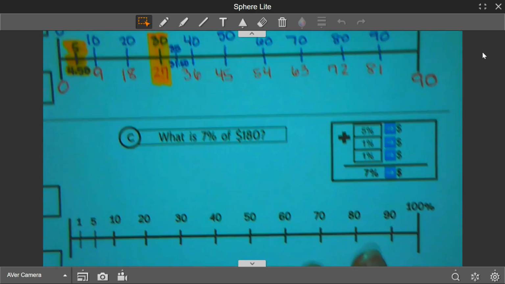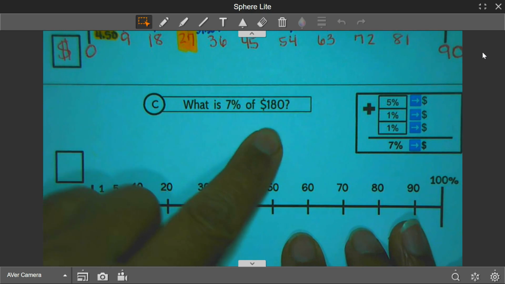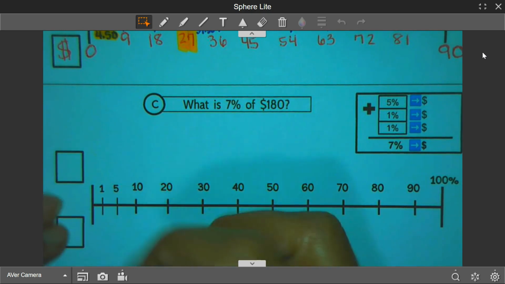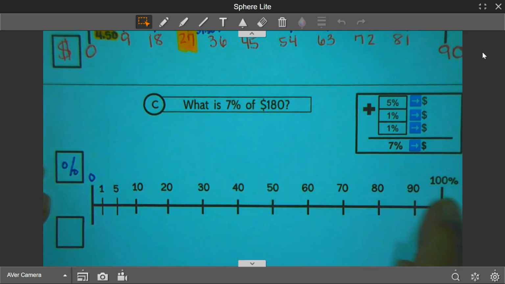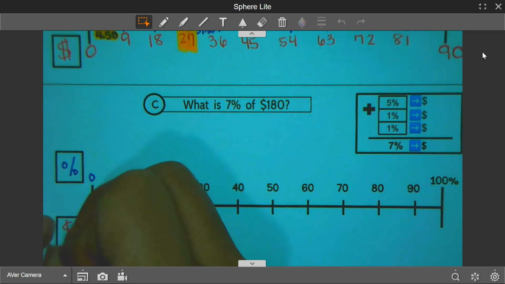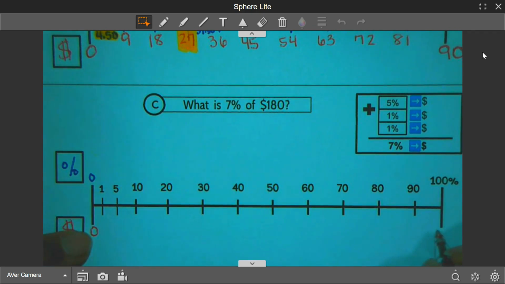All right, last one. 7% of 180. So here I already have the percentages written in for you. Now the amounts. The amount of $0 to 180. Do a little pause to have you think. Okay.